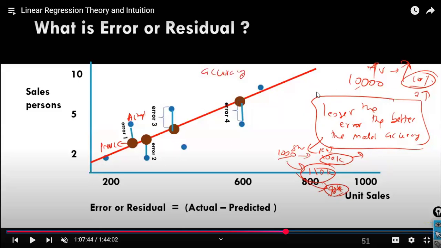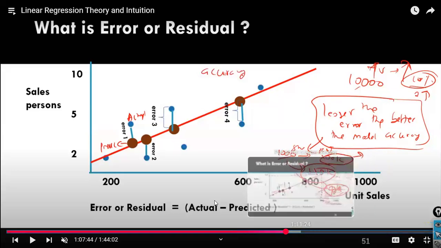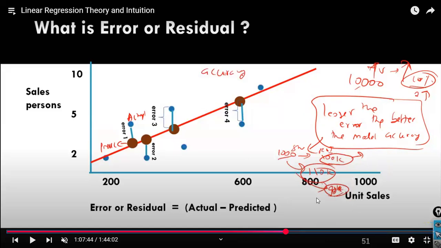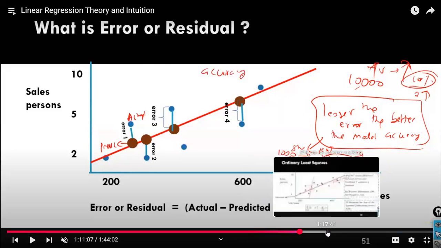And again, you put another line here and find out the distance between actual and predicted. And whichever line has lesser sum of squared error, that is my best fit line. So actual minus predicted whole square, the error squared. And if you sum each and every error squared, that is called sum of squared error.